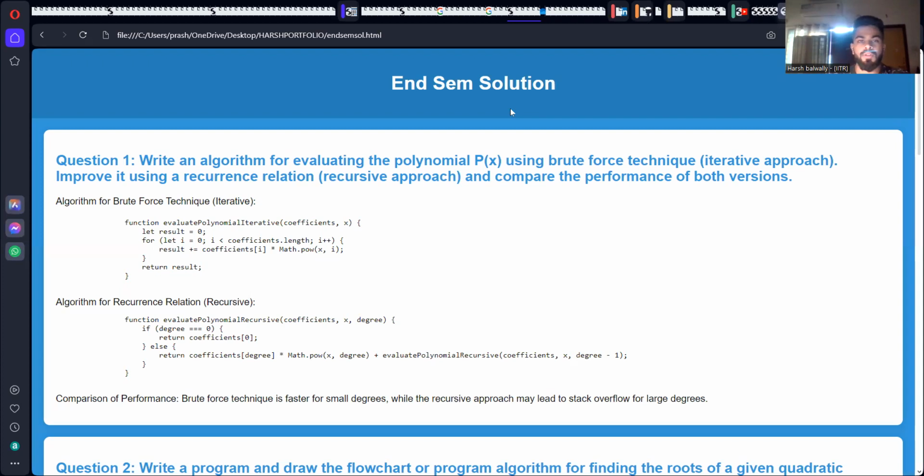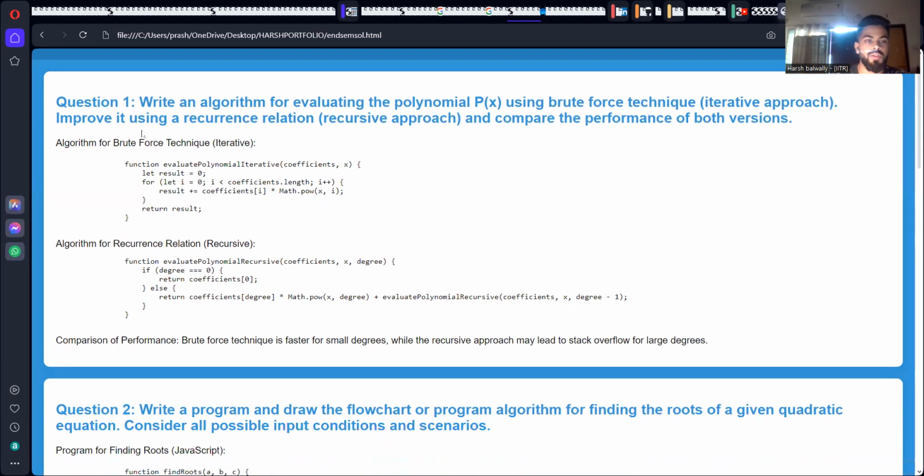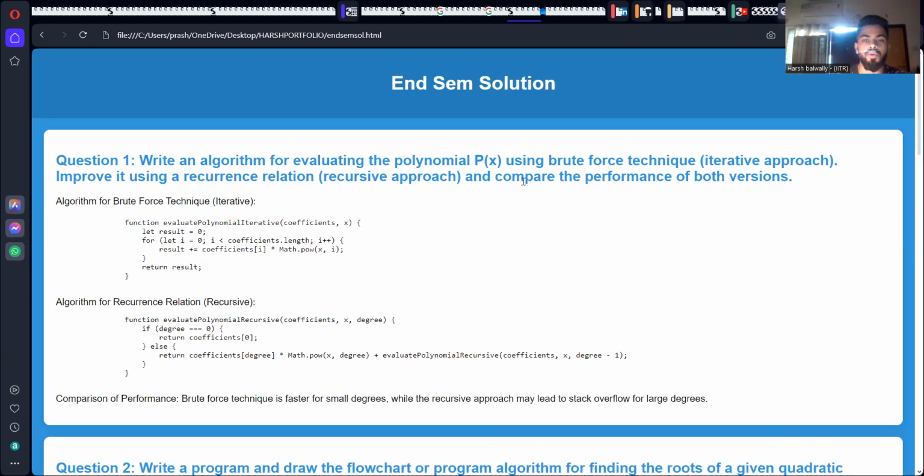So today we will discuss the AND-SIM solution. Question one is: write an algorithm for evaluating the polynomial using the brute force method, iterative approach. Improve it using a recursive approach, and compare the performance of both versions.